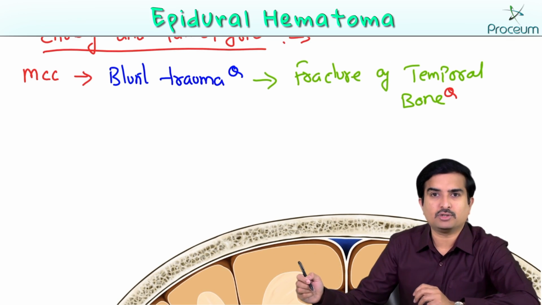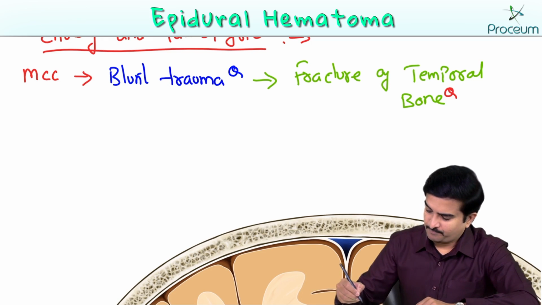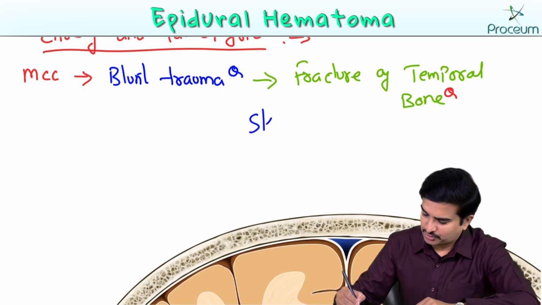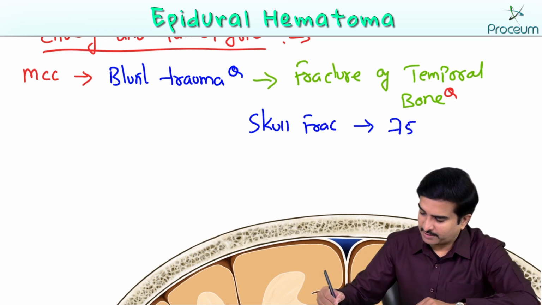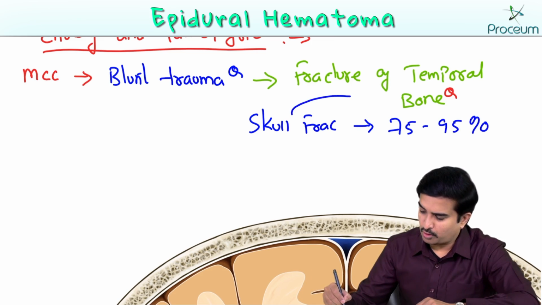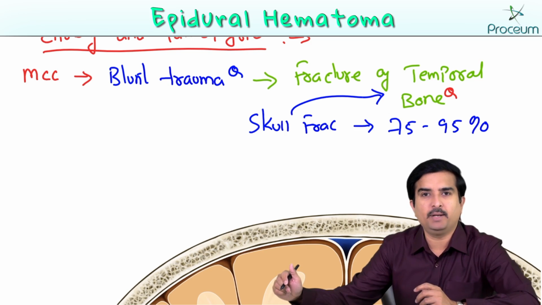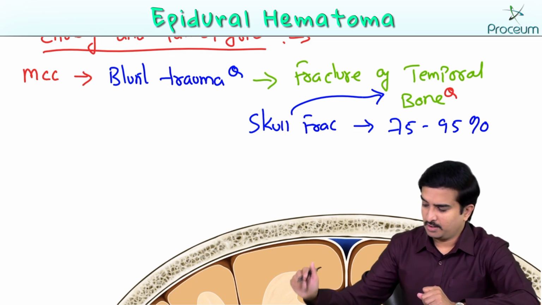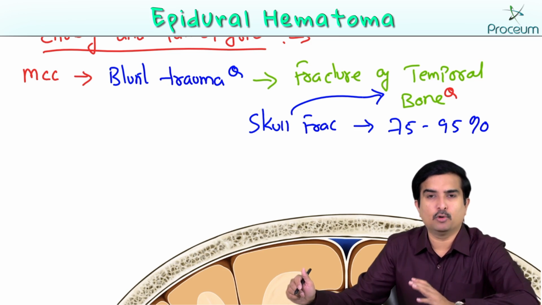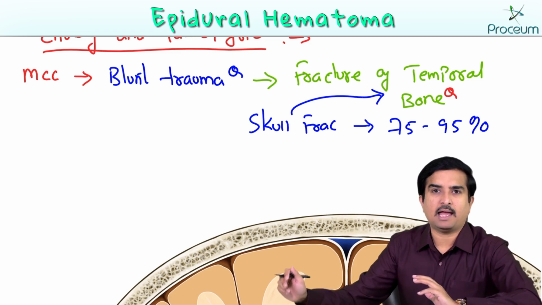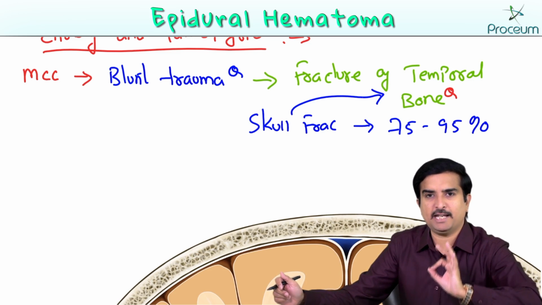So as we already mentioned about the fracture of the temporal bone, remember this point here: skull fractures are seen in 75 to 95% of the cases. And what would be the most common bone to get fractured during this impact? It would be the temporal bone, right? Whenever there is a fracture of the temporal bone, remember that at the temporal area, the important artery which supplies the vast majority aspect of the meninges is the middle meningeal artery.